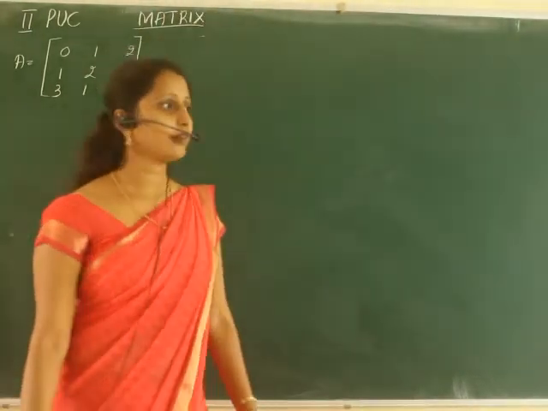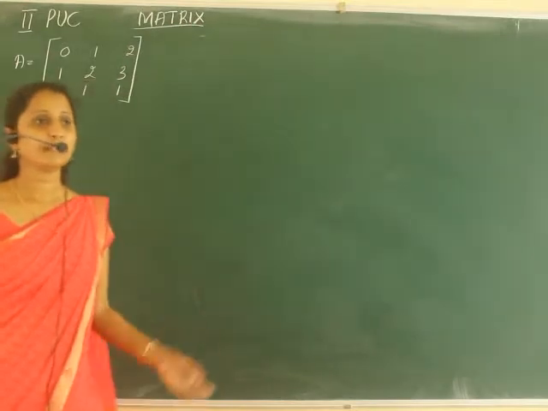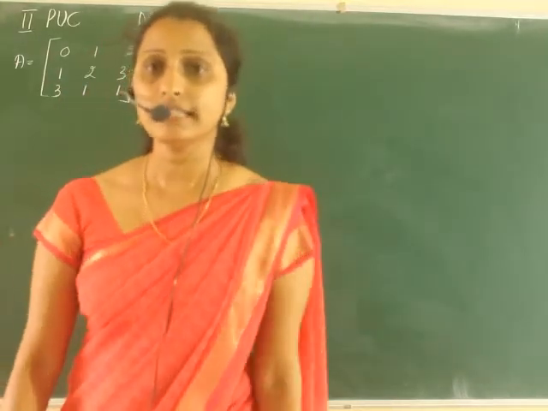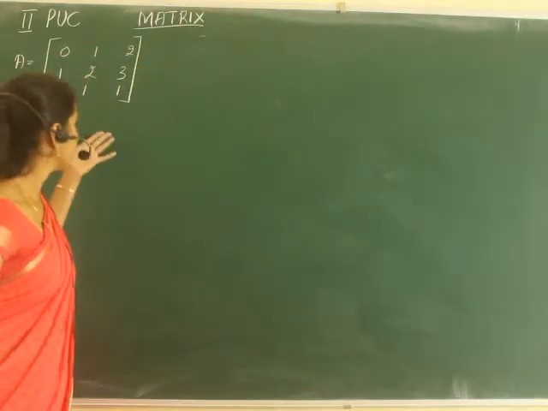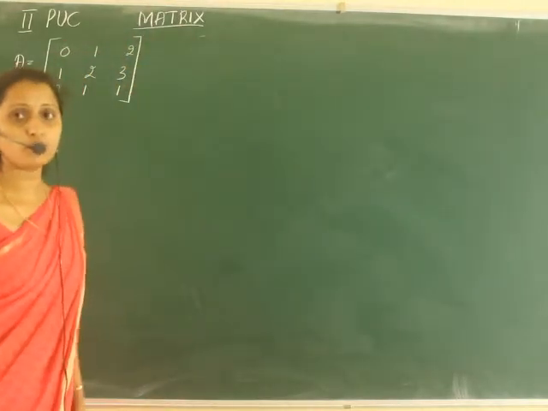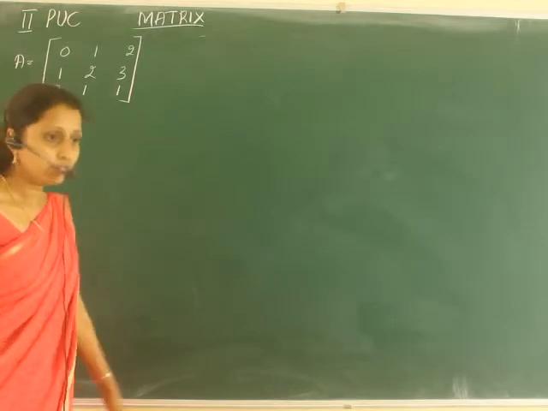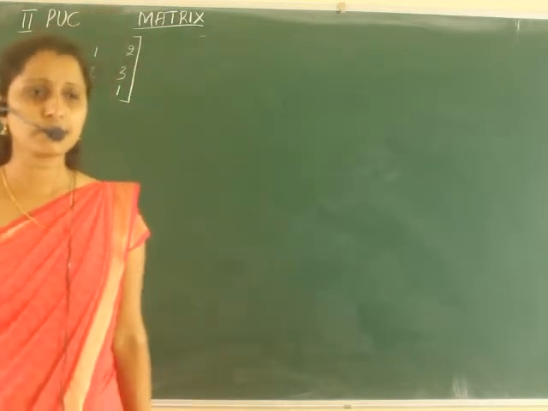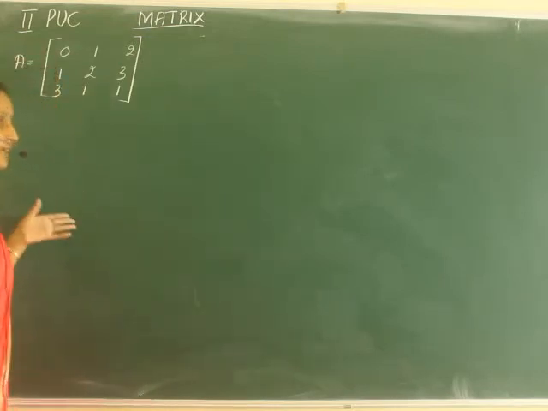Hello students, we have already discussed how to find the inverse of a 2 by 2 matrix. We have solved many problems of that. Now we discuss how to find the inverse of a 3 by 3 matrix using elementary operations. This is also the same, using row operation or column operation.